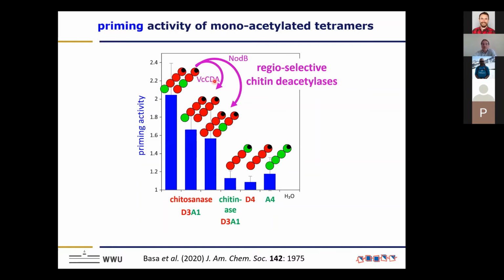For instance, using the Vibrio enzyme, we can convert the second one, which carries the acetylated unit next to the non-reducing end. We can completely deacetylate this one, but leave the other one intact. NodB does it the other way around. It leaves only this one intact, but deacetylates this one. Now, what we see is that in both cases the activity decreases, but both of these mixtures are still active. So it looks like both of these oligomers carry priming activity, whether the acetylated unit is at the non-reducing end or next to the non-reducing end.